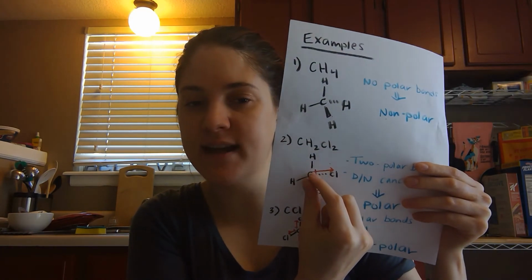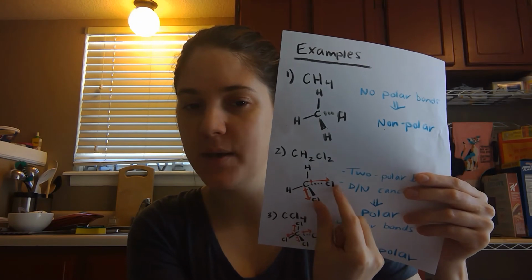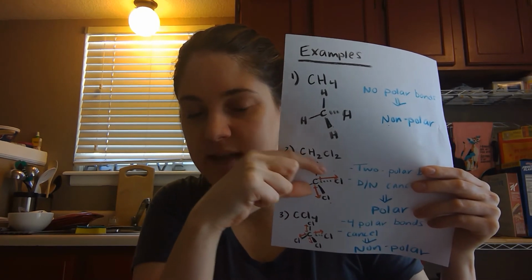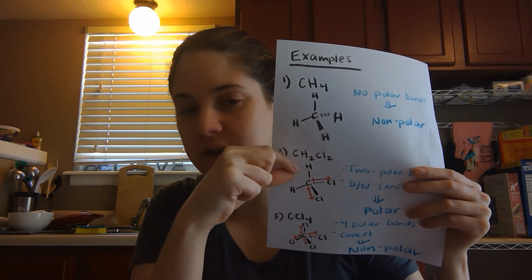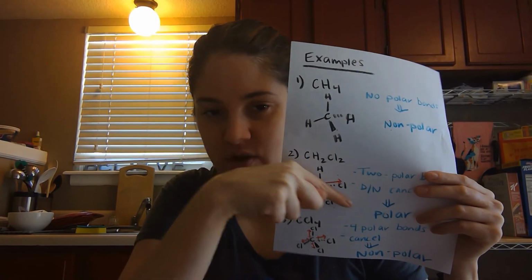So the electron density of this molecule is going to be pulled this way. So these would be partially negative, and that would leave a partially positive area over here. So this molecule would have an overall dipole going in this direction.